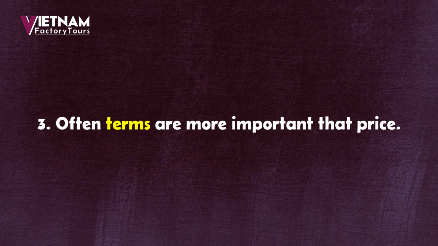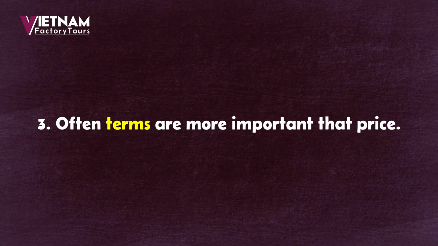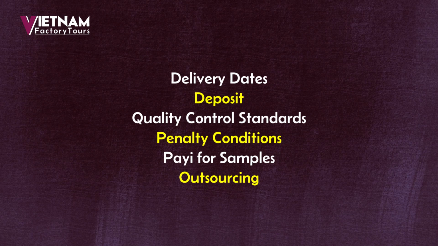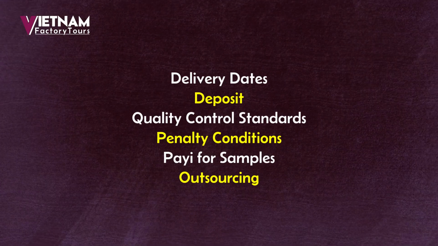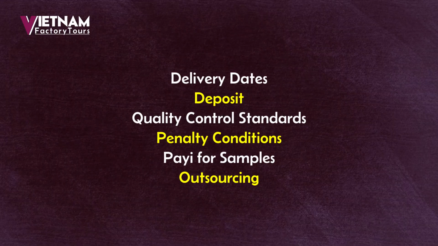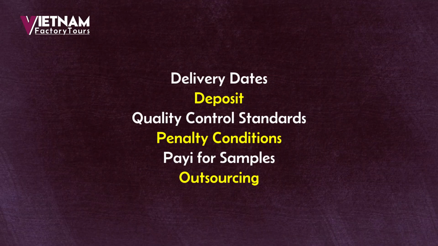And another thing that I was taught early on is that in business, it's always about the price and the terms. Every deal has price and terms. And more often than not, the terms are more important than the price. So how to negotiate price? Prepare your terms in advance. Here are some common terms that are negotiable, can affect the price, and help you get what you need most in the deal. So be prepared to negotiate your terms like delivery dates, deposit amount and breakdown, your quality control standards, penalty conditions, paying for samples, and outsourcing.